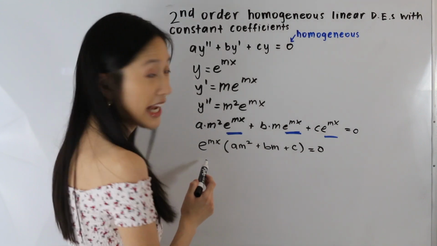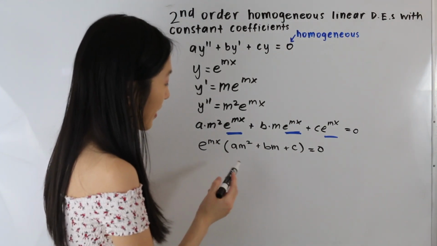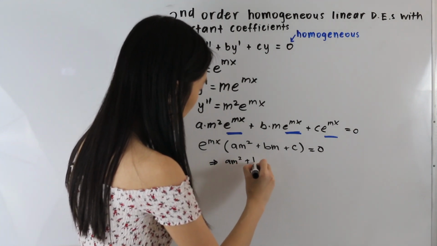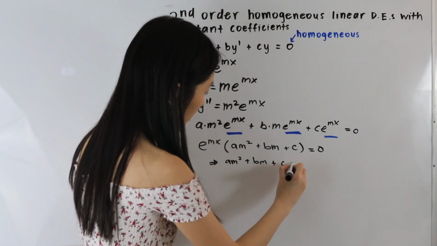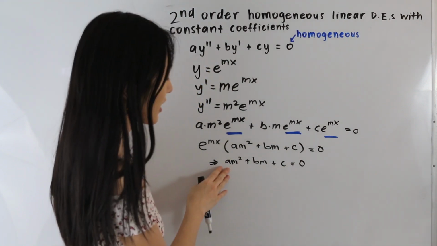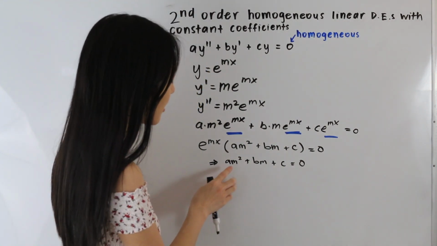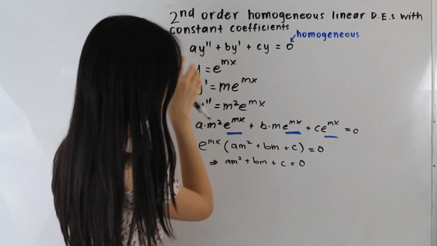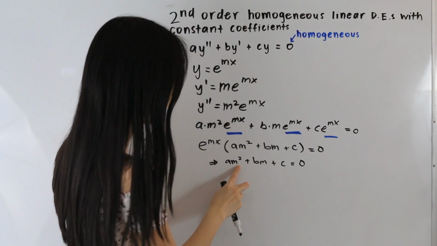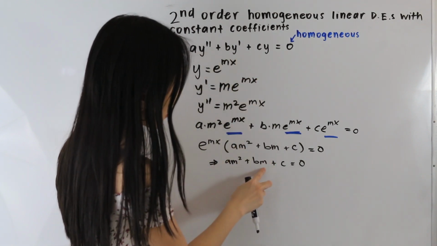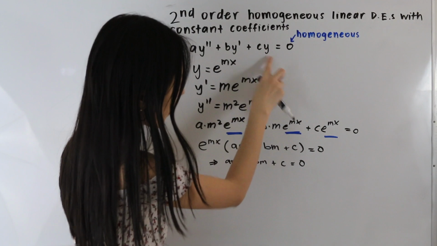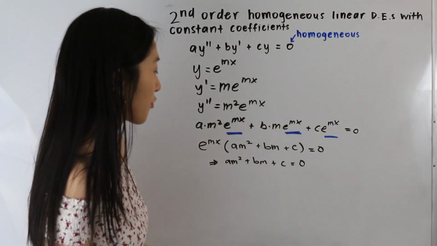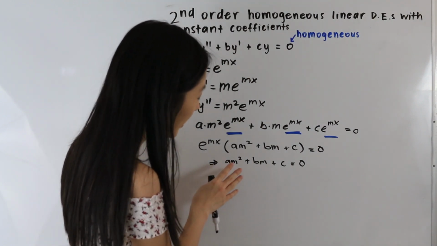And so we know that e to the mx can never equal 0, so therefore am squared plus bm plus c has to equal 0. So this equation here is called the auxiliary equation, and notice that this is similar to the original equation, but the only difference is that instead of y double prime, we have m squared, and instead of y prime, we have m, and here we don't have the y, so we just have the constant. So in order to solve this, we can use the quadratic formula because we have a quadratic equation here.